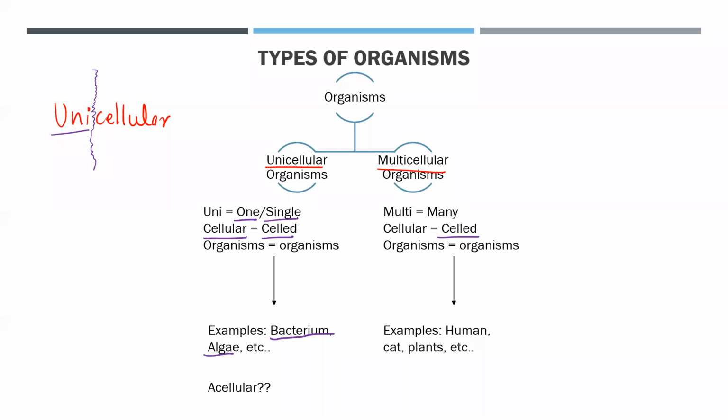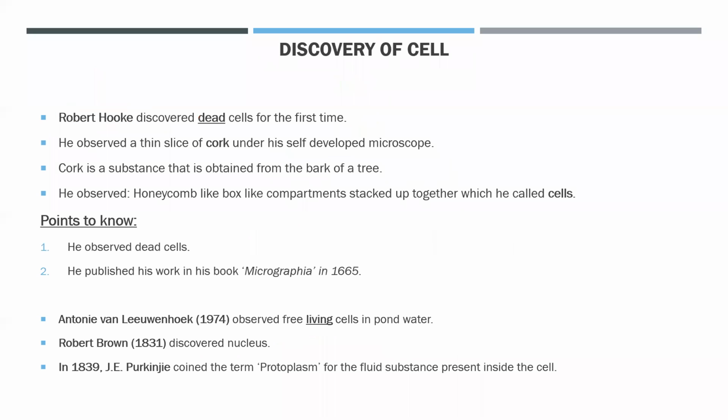Let's move on to the next part, that is discovery of the cell. In this particular part, I have already told you that the first cell was discovered by Robert Hooke. And Robert Hooke discovered dead cells for the first time. I told you this, right? Robert Hooke, who was the scientist, discovered dead cells for the first time.